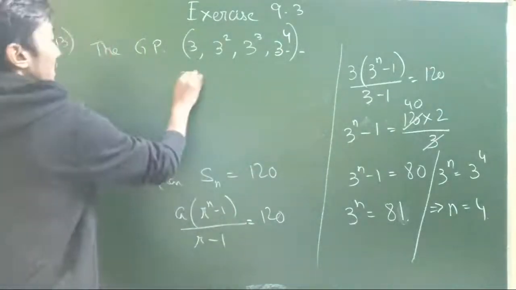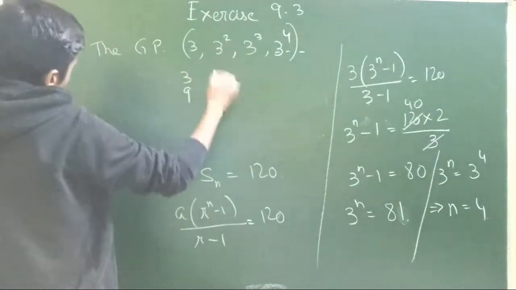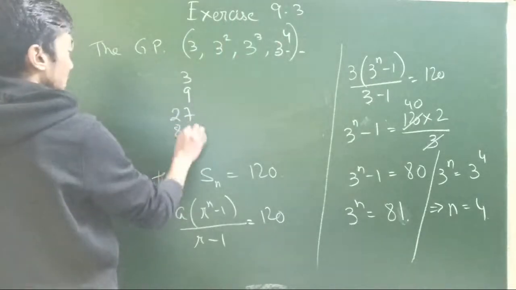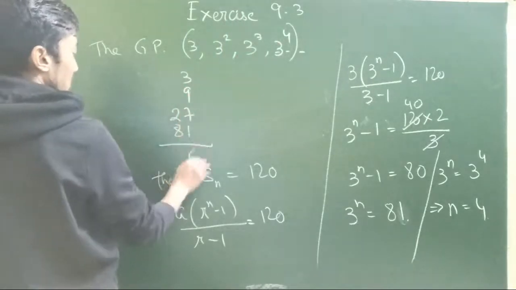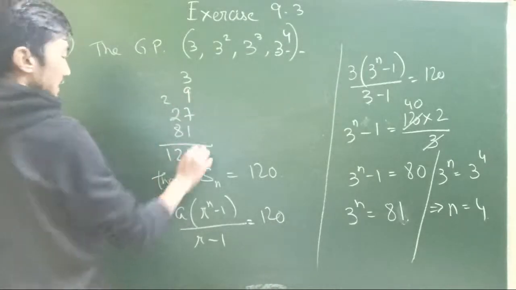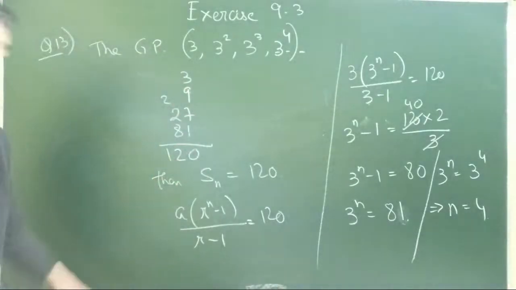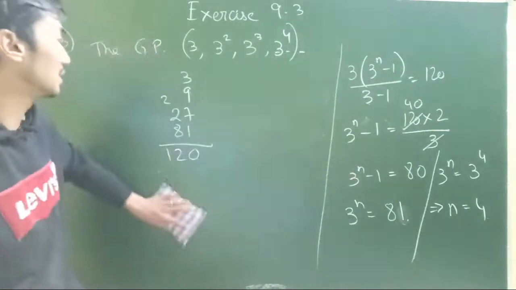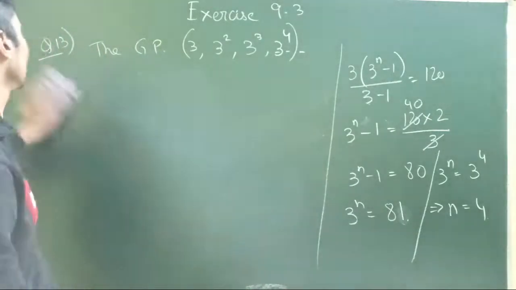That is 3 is 3. 3 square is 9. 3 cube is 27. 3 power 4, as we have just seen, is 81. So it's 9, 10, 17, 20, 2 left, 8, 9, 10. You can see exactly 120. So that is the application of this formula, Sn, the sum of n terms of a GP. That's why we use this. Quickly we can calculate.